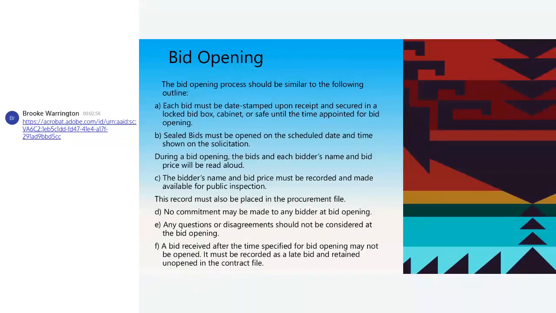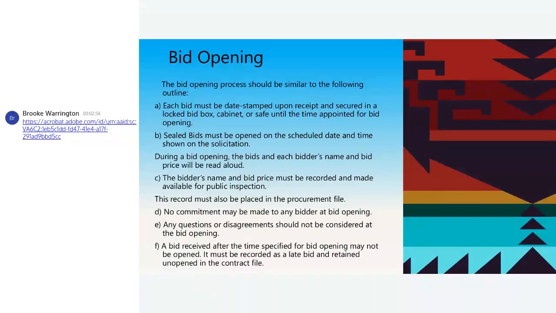So your bid opening should be similar to the following outline. Each bid should be date stamped upon receipt, secured in a lockbox, cabinet, or safe until the time of that appointed bid opening. That's why I said your staff have to know how to treat these documents. Each bid should be date stamped upon receipt, secured in that box.